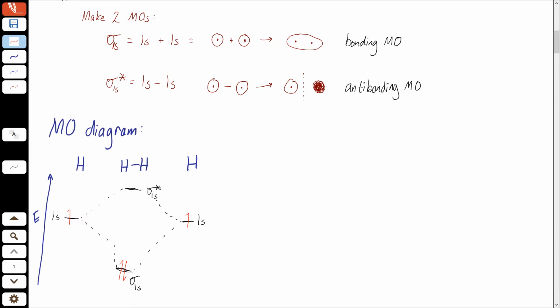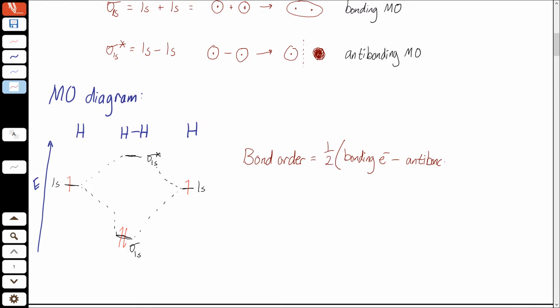All right, so what can we learn from this diagram then? Well, one thing that we can look at is called the bond order. And our bond order is 1/2 times the number of bonding electrons minus the number of antibonding electrons. So in this case, our bond order is 1/2 times, we have 2 electrons in a bonding orbital. That's the sigma 1s. And we have 0 electrons in an antibonding orbital. So our bond order is 1.